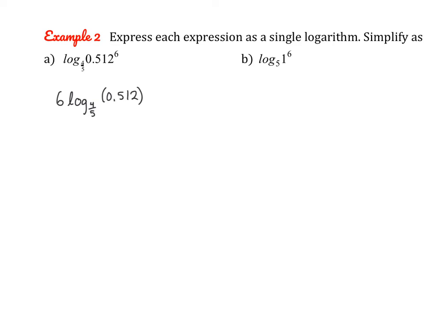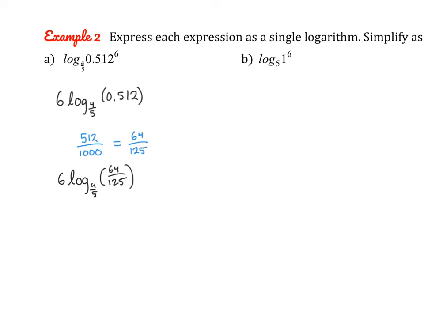Okay, whenever we're simplifying with a decimal, it might be useful here to rewrite this as a simplified fraction. So we know that 0.512 can be rewritten as 512 over 1,000, and then let's simplify that and see what we get. Okay, so here if we divide our numerator and denominator by 8, we actually get 64 over 125. So let's rewrite this as 6 times the log base 4/5 of 64 over 125.